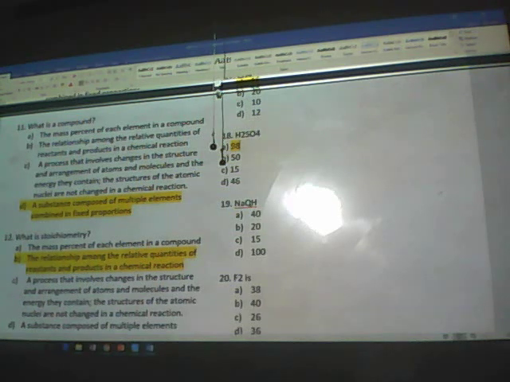Sodium is 23 plus 16 is 39 plus 1, 40. And F is 19 by 2 is 38. Okay?